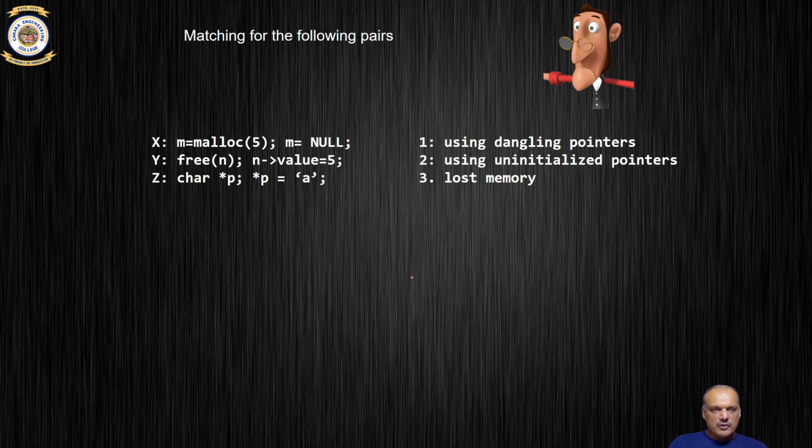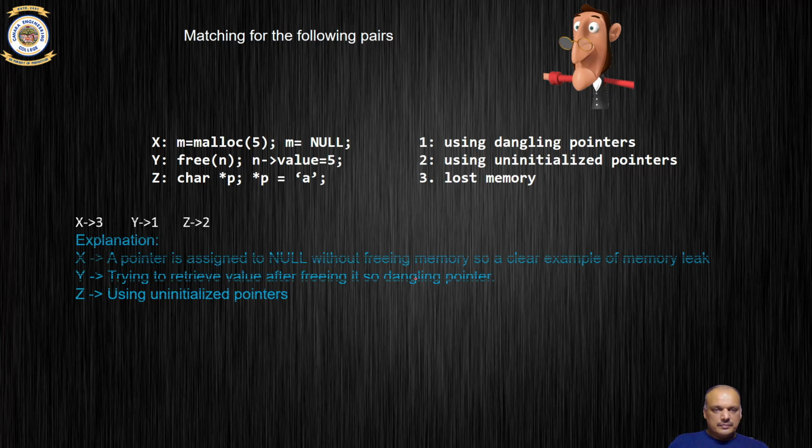Okay, let's move forward. Match the following. Is x equal to 1, 2 or 3? Similarly, is y equal to 1, 2 or 3? So basically I want you to match which of these statements represent these scenarios. The statements x, y, z represent scenarios 1, 2, 3. So which of the statements represents which scenario? Okay, so it's like that.